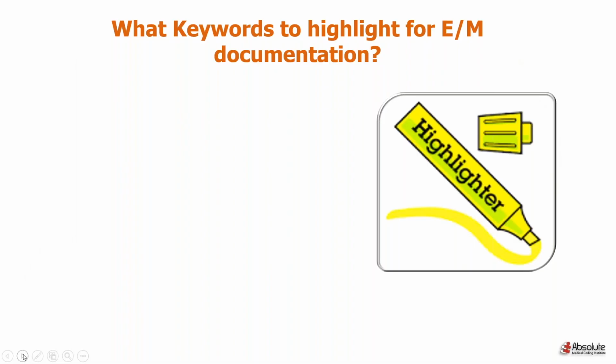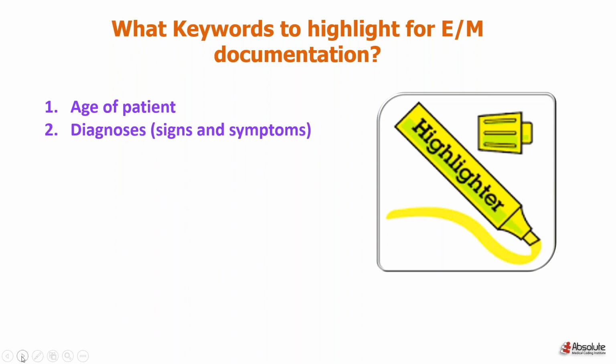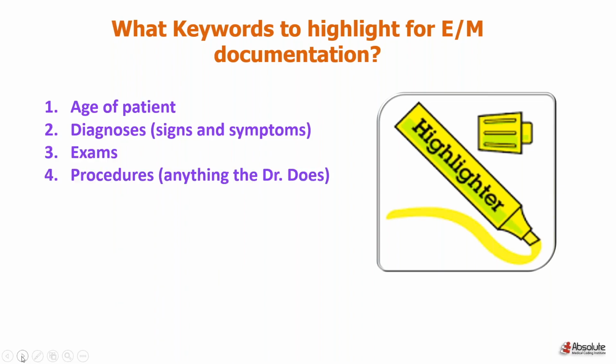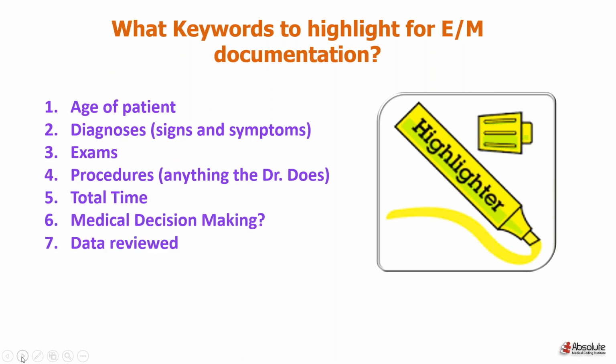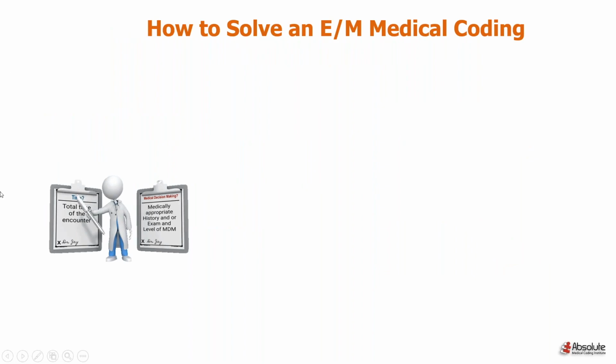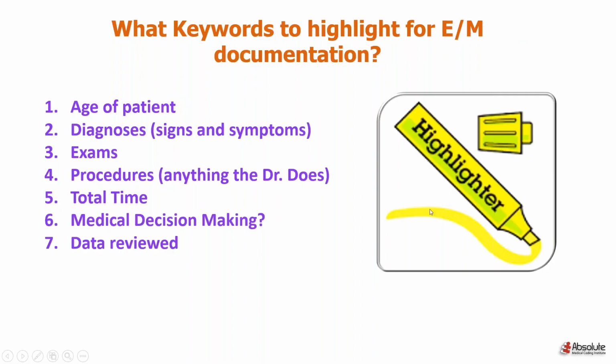So let's get started. Before that, I want to have a quick look at the keywords to highlight for the E&M documentation: age of the patient, the diagnosis, signs and symptoms, exams, the procedures, anything the doctor does, the total time, medical decision making, data reviewed. So all these are going to be highlighted in E&M documentation for solving the scenarios.